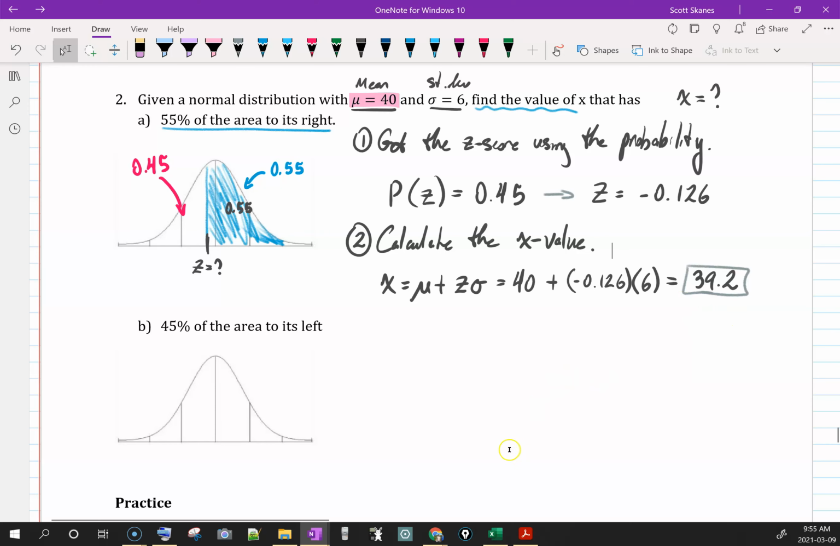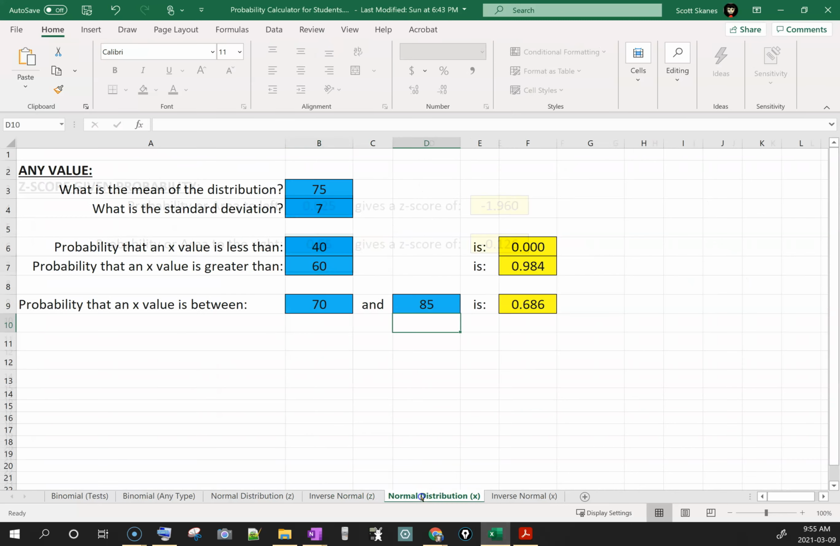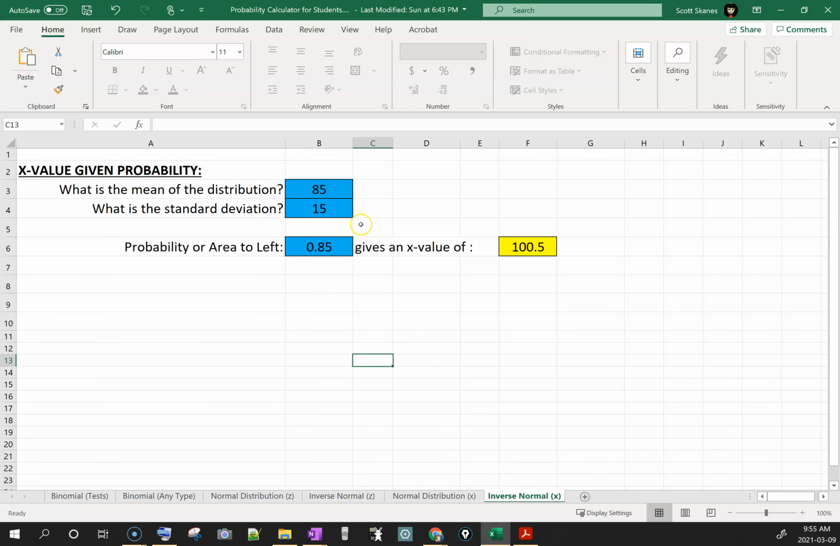There is, I believe, one more way to use this Excel calculator. So we're looking for x values, right? Let me see. Normal distribution. What's the mean? What's the standard deviation? What's the probability that an x value is less than 40? 60, that's not what I want. What is the mean of the distribution? What is the standard deviation? So in this case, in my question, I was given a mean of 40. My standard deviation was 6. The probability or area to the left, I wasn't given that, I was given the area to the right. But if you remember from the question, the probability to the left I figured out is 45. This will give you the value that we want, 39.2.